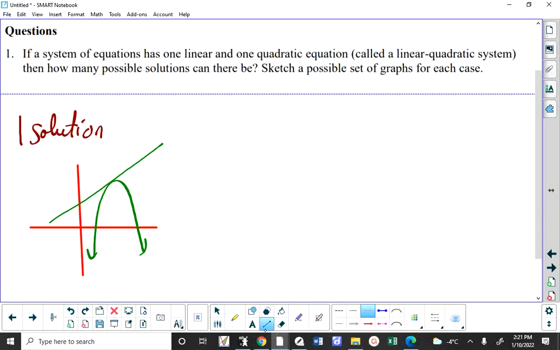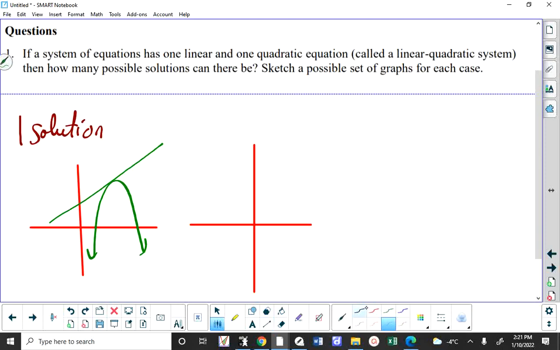Isaac, I'm going to stick with you because you had a whole list in your head, I think. What's a different number of solutions that it could have? Okay. And I hope it's clear what that would look like. Maybe the parabola looks like this, and the line looks like this. They don't intersect at all. Is there any other case? Could have two solutions.